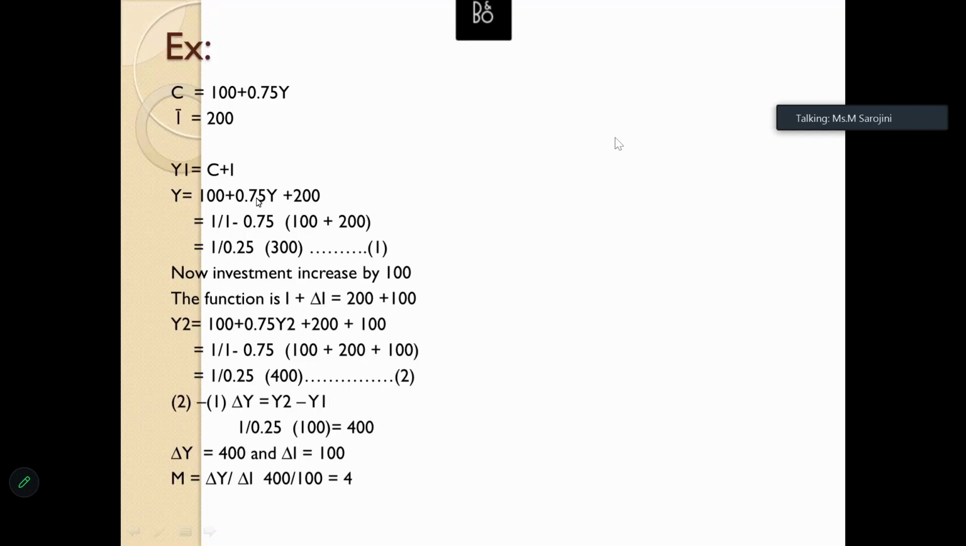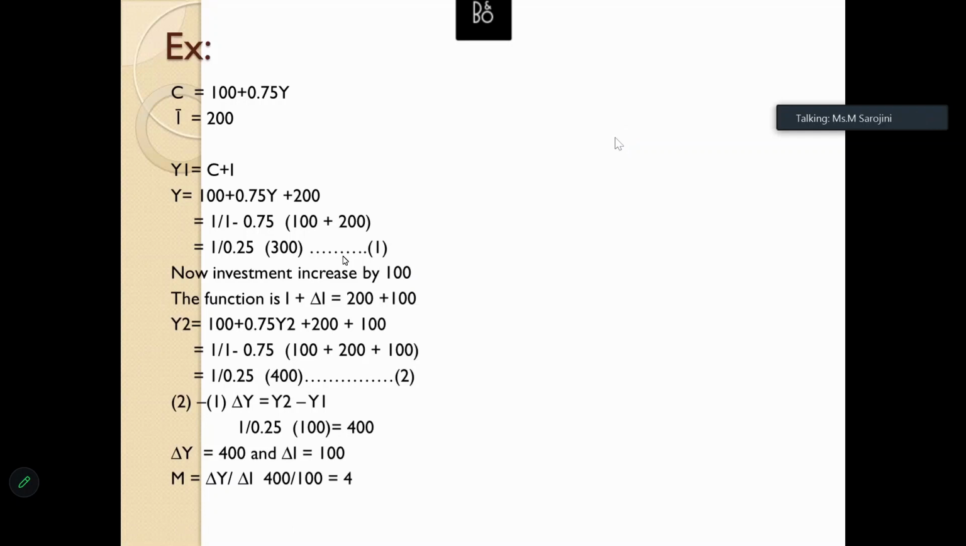Once we take this 0.75 to the other side, that is subtracted from the 1, right? But again, once we take this 1 minus B to the other side, that gives the same answer. Right, now once we simplify this one, you can get 1 divided by 0.25 into 300. That is equation number 1. Until this one, are you clear? Until this equation 1, are you clear? Yes, ma'am.